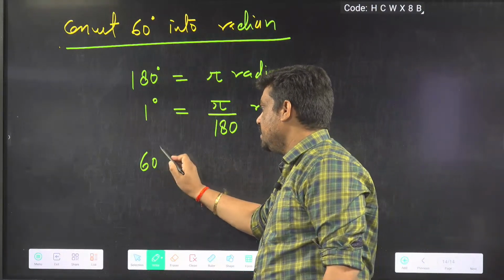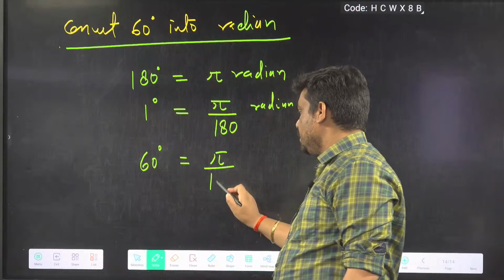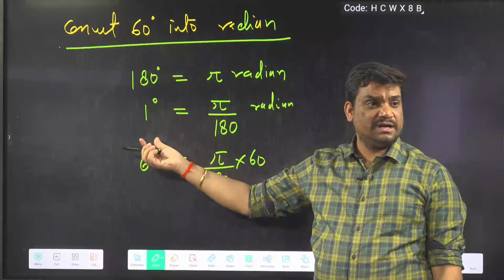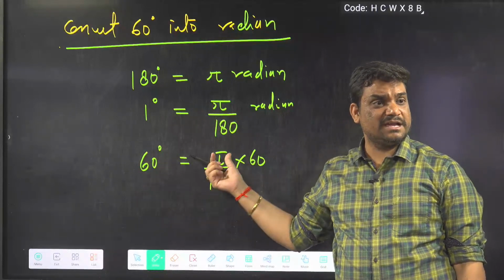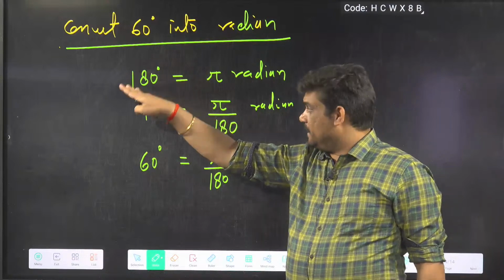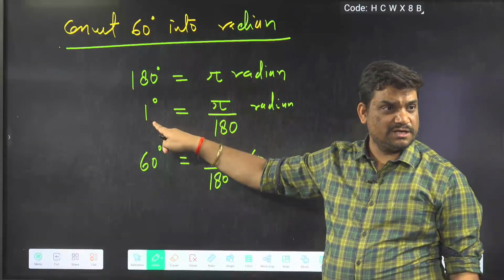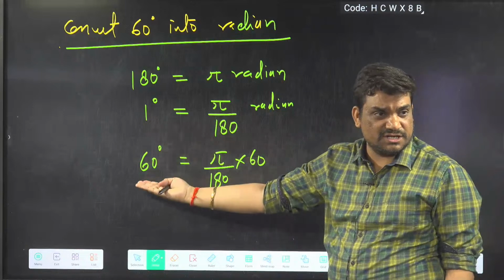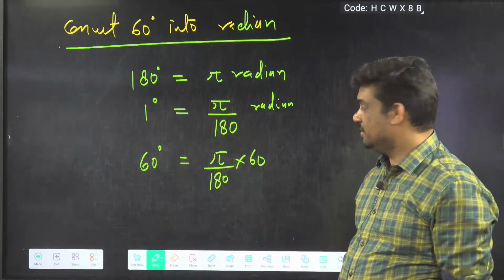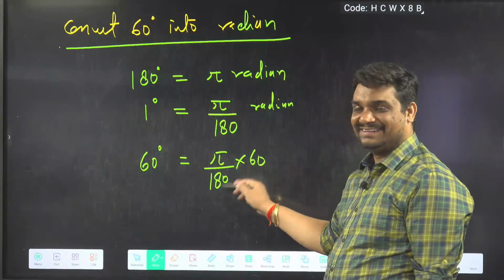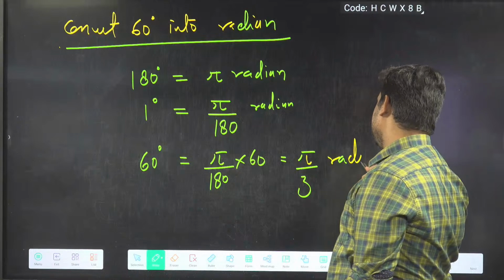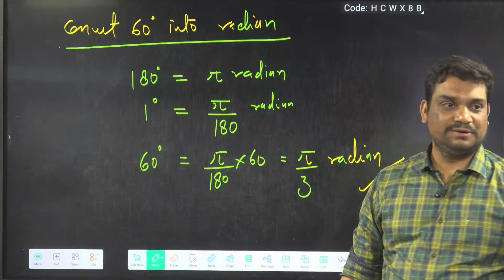Then we have to find for 60. So 60 degrees will be equal to how much? Pi by 180 into 60. Listen, 180 is pi, so 1 degree will be pi by 180, and 60 degrees will be pi by 180 into 60. Like 180 chocolates, pi rupees; 1 chocolate, pi by 180 rupees; 60 chocolates. The zero is cancelled, 6 and 18, so the answer comes to pi by 3 radians.